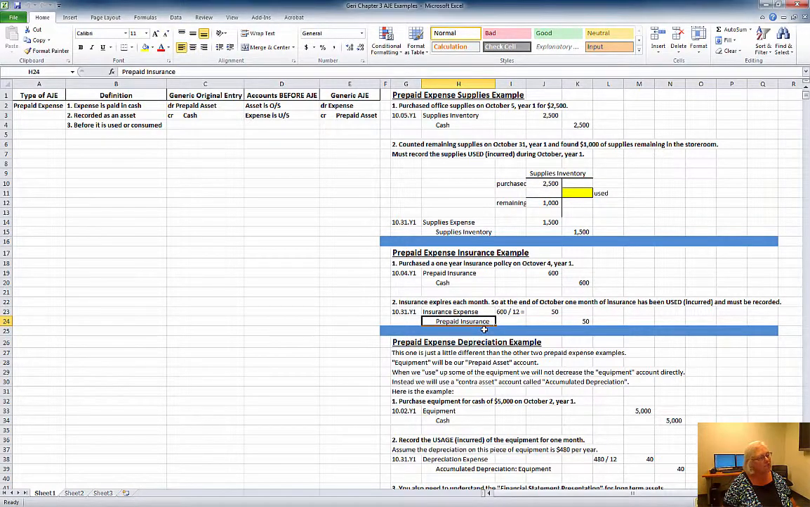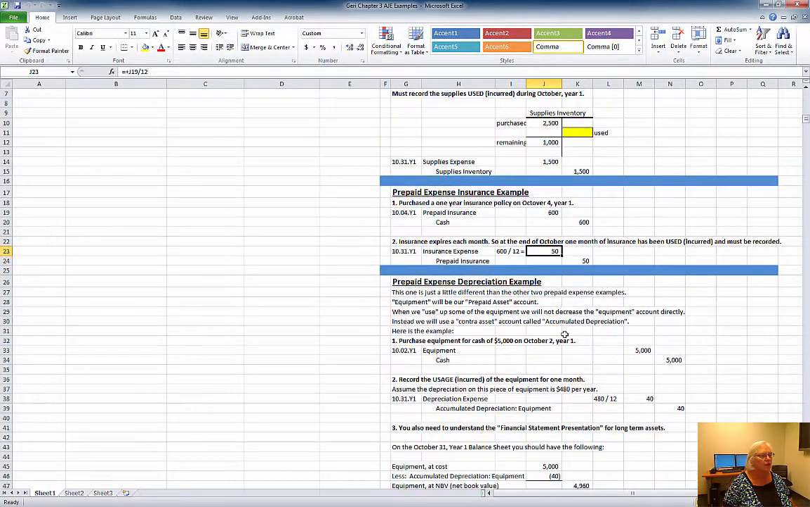So on the balance sheet at the end of October, our asset is going to show the $600 minus the $50, which would be $550, and our expenses for October for insurance would be the $50. So everything's good there. All right, the final example for prepaid insurance is with depreciation.